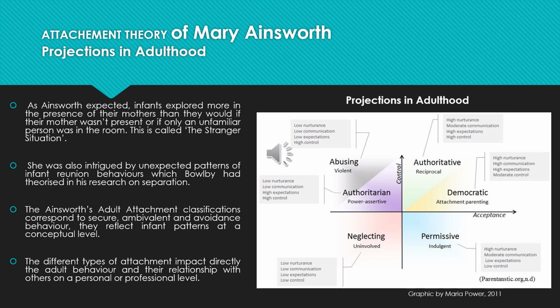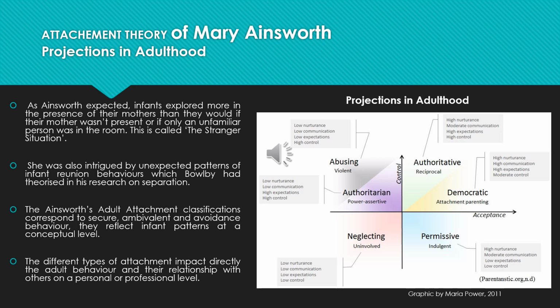The Ainsworth adult attachment classifications correspond to secure, ambivalent, and avoidant behavior. They reflect infant patterns at the conceptual level. The conceptual level should be understood here as the development stages as a child grows up. The different types of attachment directly impact adult behavior and relationships with others on a personal or professional level. The next graphic explains the projections in adulthood of the attachment theories.